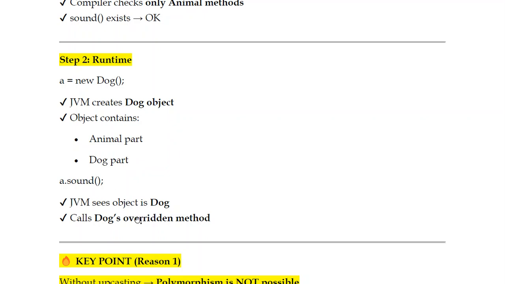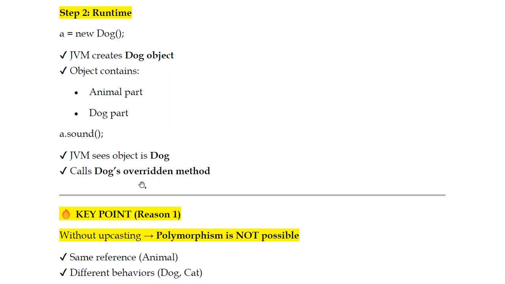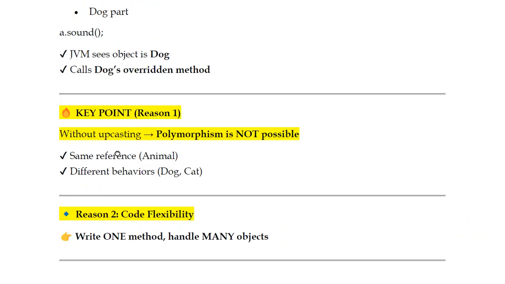A dot something: the JVM sees the object is Dog, because we have created new Dog(). So at runtime this is what happened. It calls the Dog's overridden method. So dynamic method dispatch decides which overridden method should execute, either the Animal class or the Dog class. Here it is based on the object that is created during runtime, that is called the object method, which means the Dog class method will be invoked.